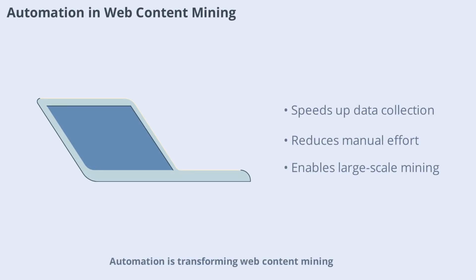Automation is transforming web content mining by making it faster and more efficient. Automated tools can crawl websites, extract data, and perform analysis with minimal human intervention. This not only saves time but also reduces the risk of errors. Automation allows organizations to scale their mining efforts and respond quickly to new data and trends.